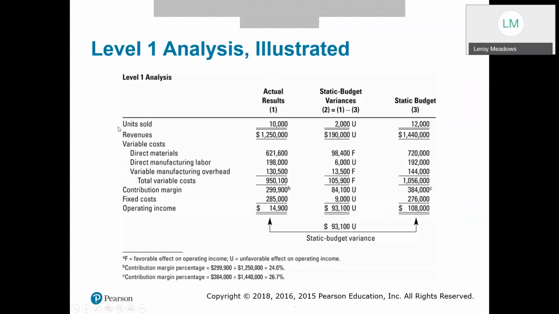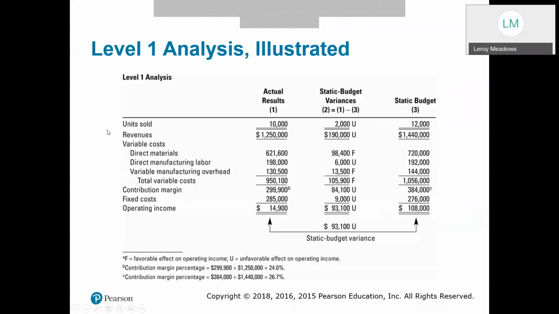Let's take a look at the line item units sold. Units sold, our budgeted amount was 12,000. However, we only sold 10,000. So assuming that everything else outside that one line item goes according to plan, what is the change here? We have a 2,000 unit difference. Assuming all else is equal, selling less product will cause a downturn in operating income.